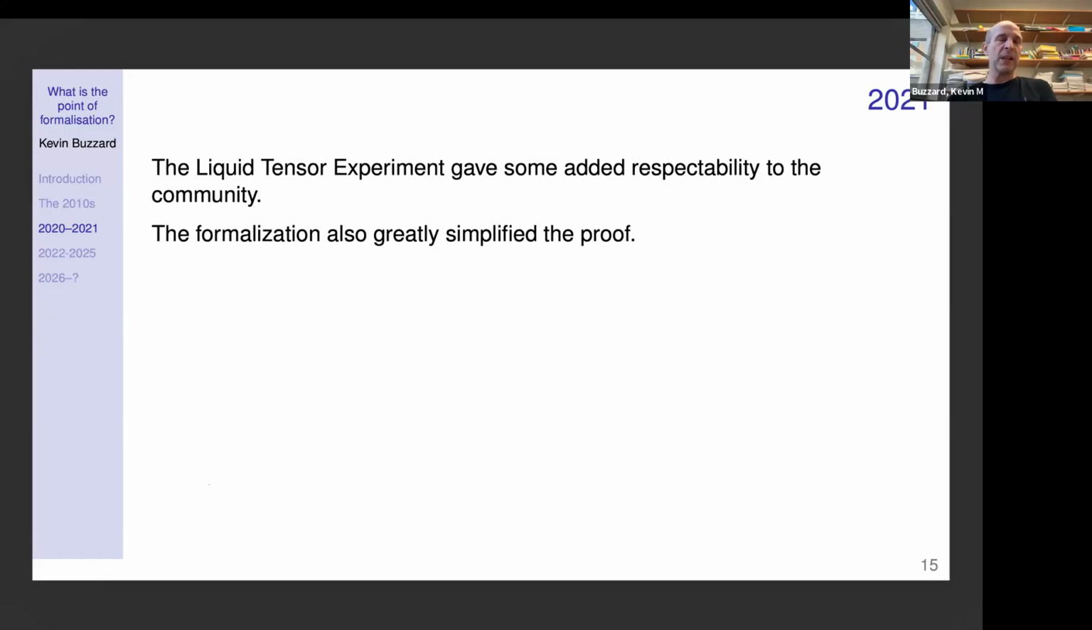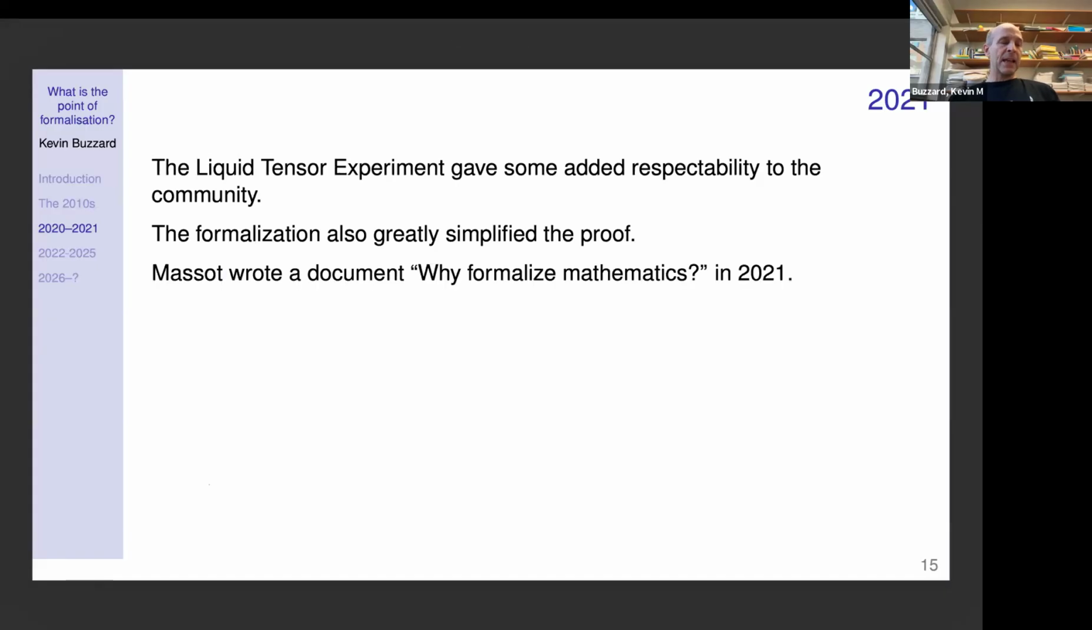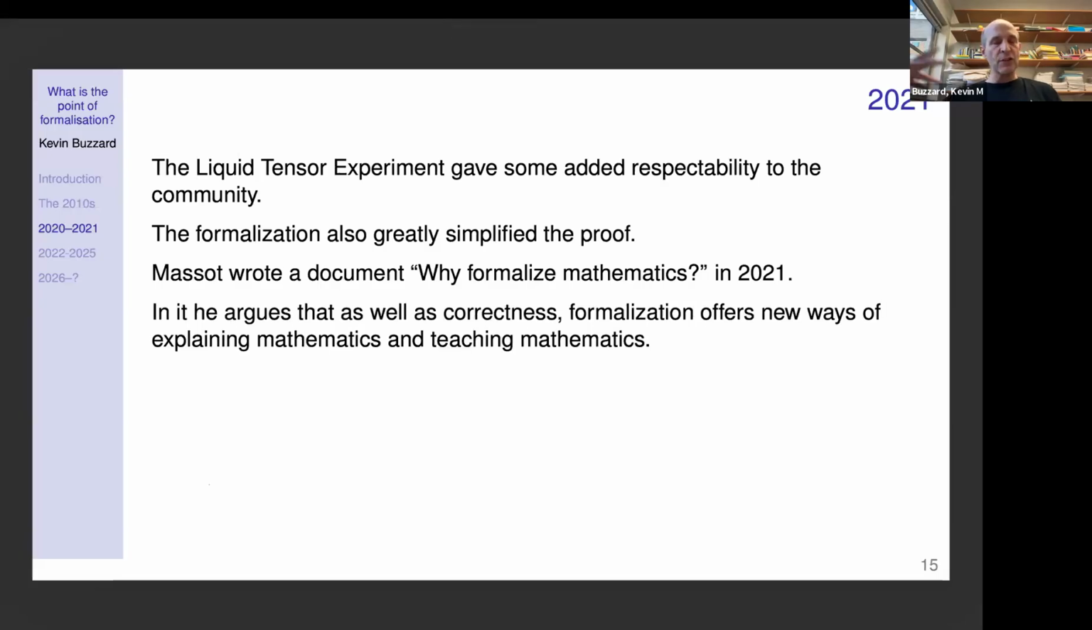And as a result, we removed the dependence of the argument on stable homotopy groups of spheres. And Massot, one of the co-authors of the Perfectoid project, wrote this document, Why Formalize, in 2021. And he gives lots and lots of reasons, because he's much more sensible than me. I just open my mouth and say whatever stupid thing comes out. But he's a more mature person.